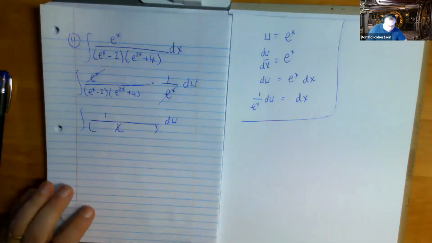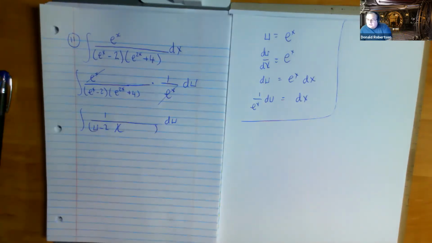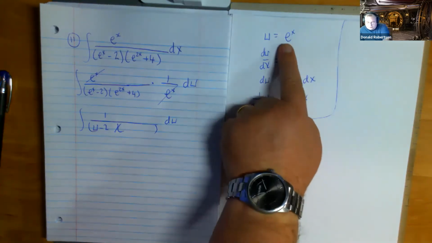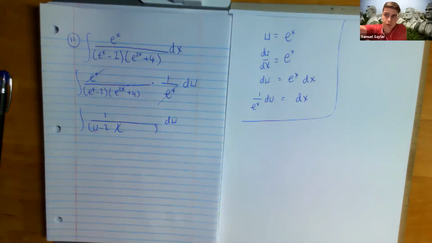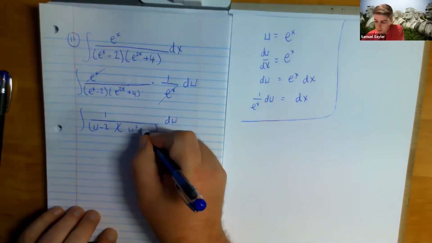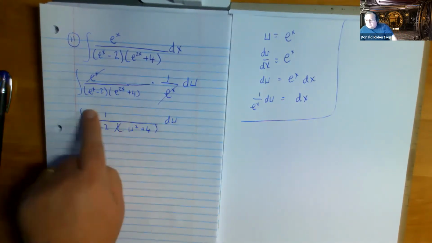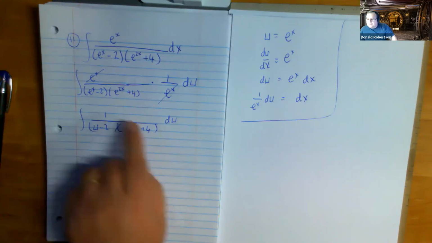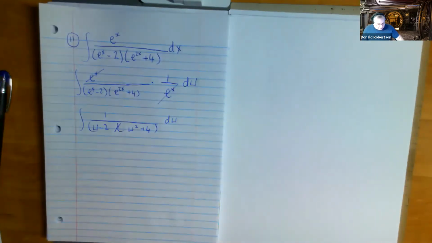Well, e to the x take away 2 is just a u take away 2, agreed? What's an e to the 2x going to become in relationship to this? U squared. Great. Would you agree that this is a standard run-of-the-mill type of partial fraction question? Great. So I'm going to go through it anyway.